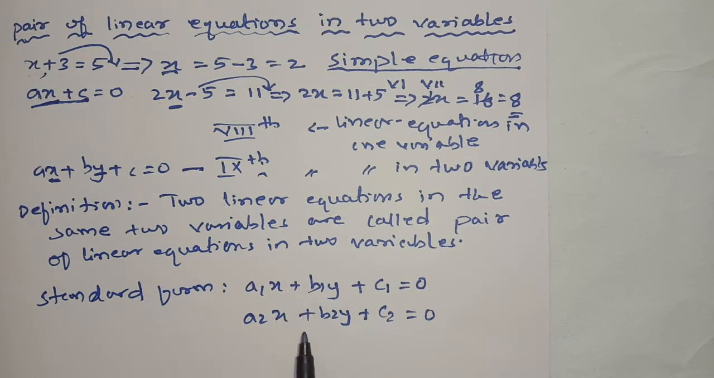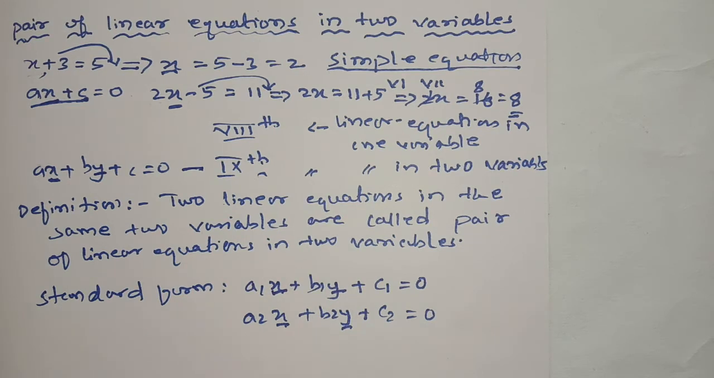See, two equations are there, so we can say these are a pair of linear equations, and the definition says the same two variables. The variables are the same, two variables x, y and x, y. Keep in mind, a1, b1 are coefficients, a2, b2 are coefficients, and they are real numbers, and c1, c2 are constants. These are also real numbers, and x, y are the variables here.